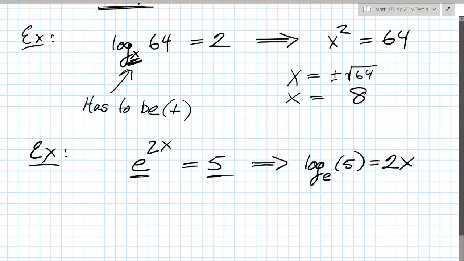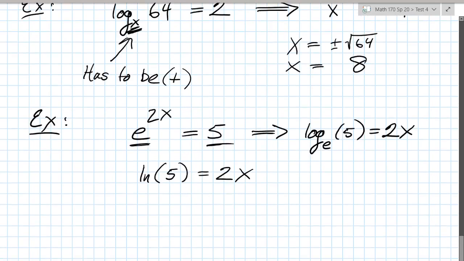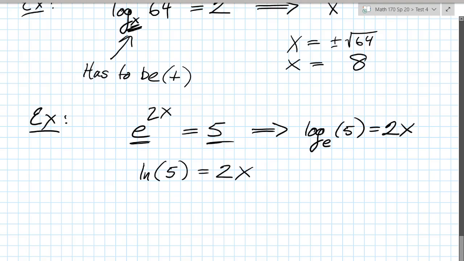Now log base e, that sounds like the natural log. So I'm going to write it as the ln of 5 is equal to 2x. Now, to solve this, I can divide both sides by 2. So the ln of 5 divided by 2 is equal to x. And that is our solution.